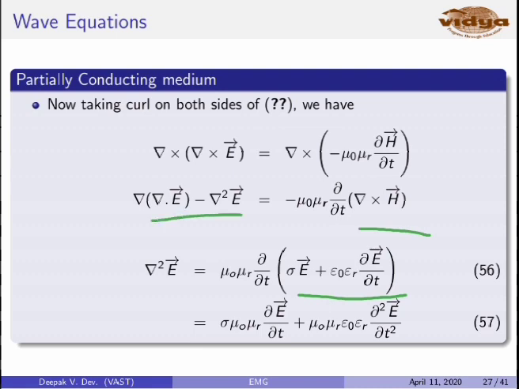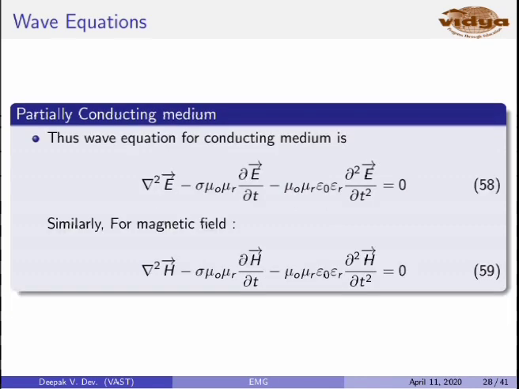Okay, so this equation becomes del square E is equal to mu 0 mu r dou by dou t of sigma E plus epsilon 0 epsilon r dou E by dou t. Then taking the constants inside the equation, we will obtain equation 57. This equation 57 represents the wave equation for electric field. Thus we have the wave equation for partially conducting medium as equation 58. Equation 58 represents the wave equation in terms of electric field.